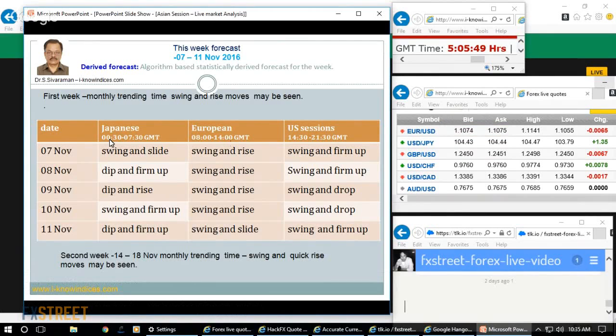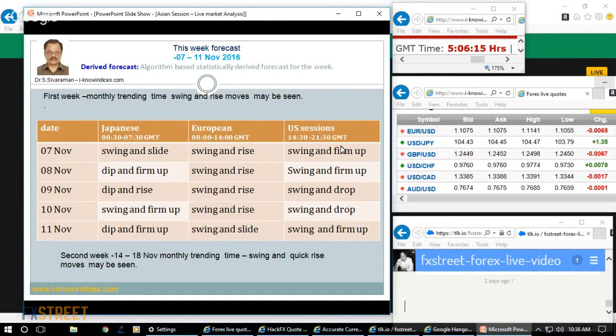So as a result, 0030 to 7:30 GMT is the Japanese session, and 8 to 14 GMT is the European session, then 14:30 to 21:30 is the US session. In between, the 30 minutes is a gap time, and after 21:30 up to 0030 GMT of the next day is a gap time between the days.